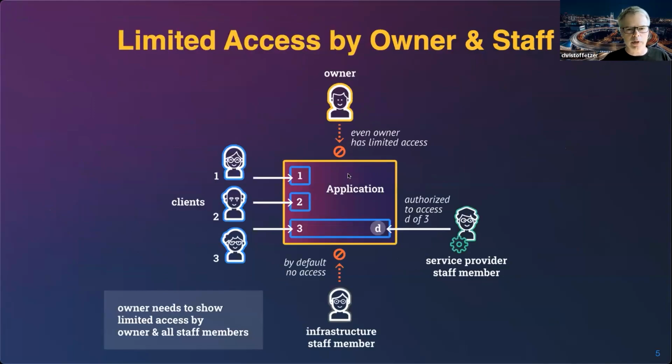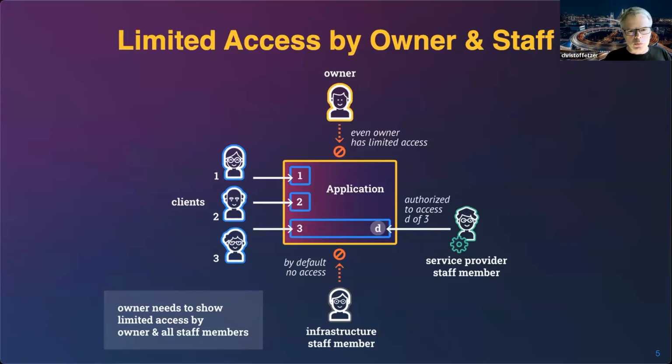Despite owning and operating the application, this owner might need to make sure he or she cannot access the application data. We might have infrastructure staff that access all the infrastructure and have root and admin access, but they must not be able to access the application and its data. There might be special service provider staff that need access to a subset of the data.